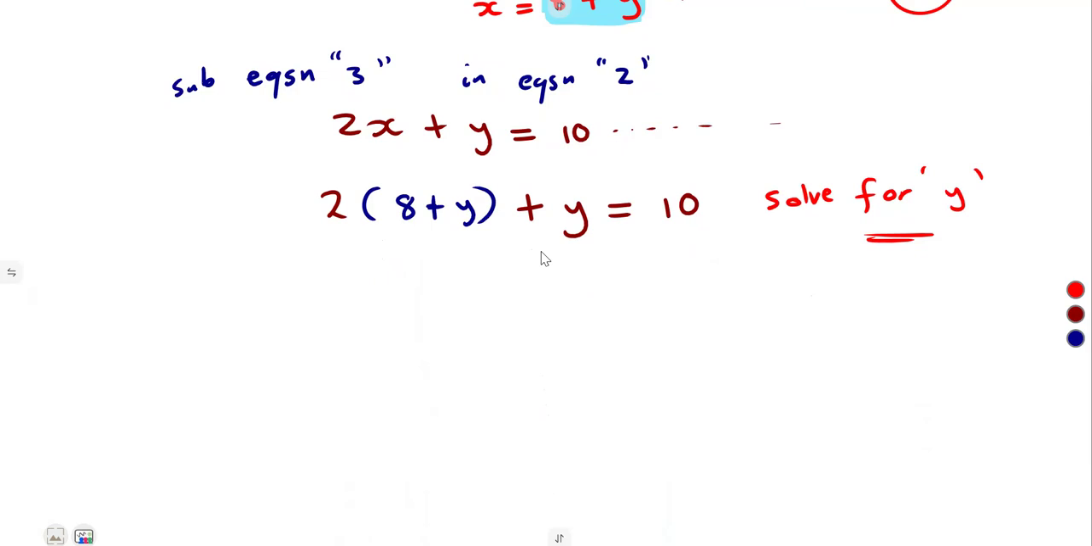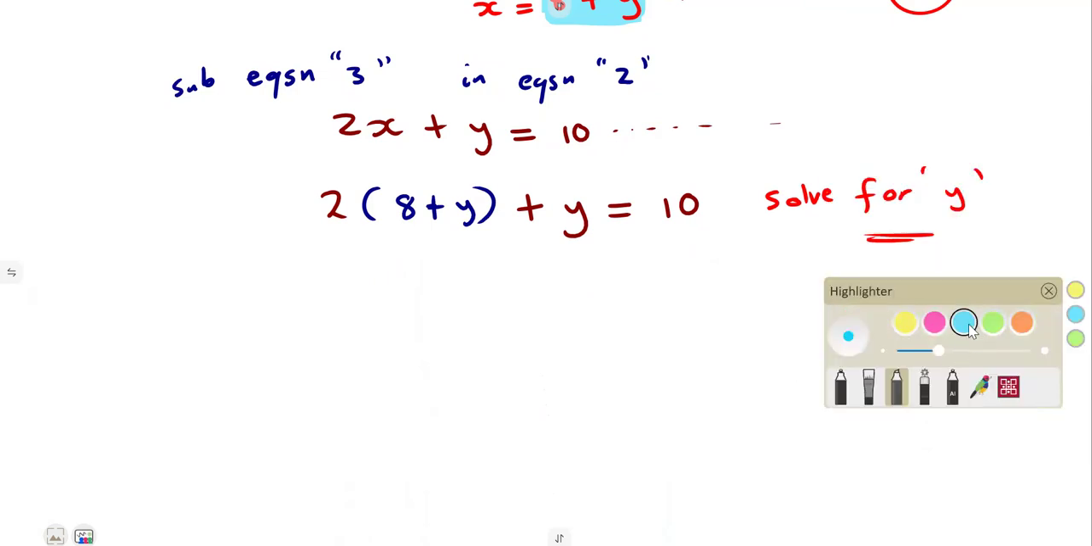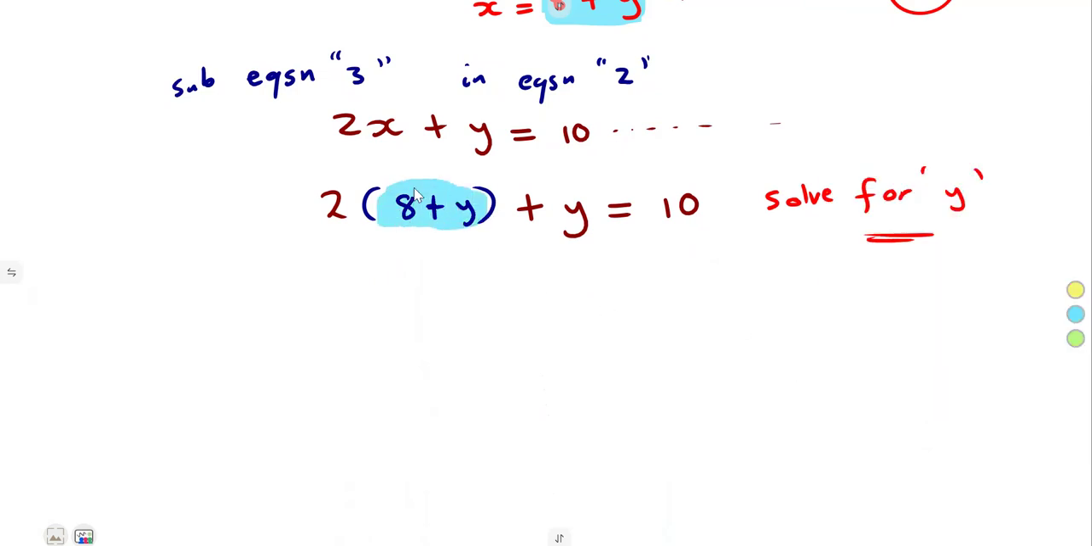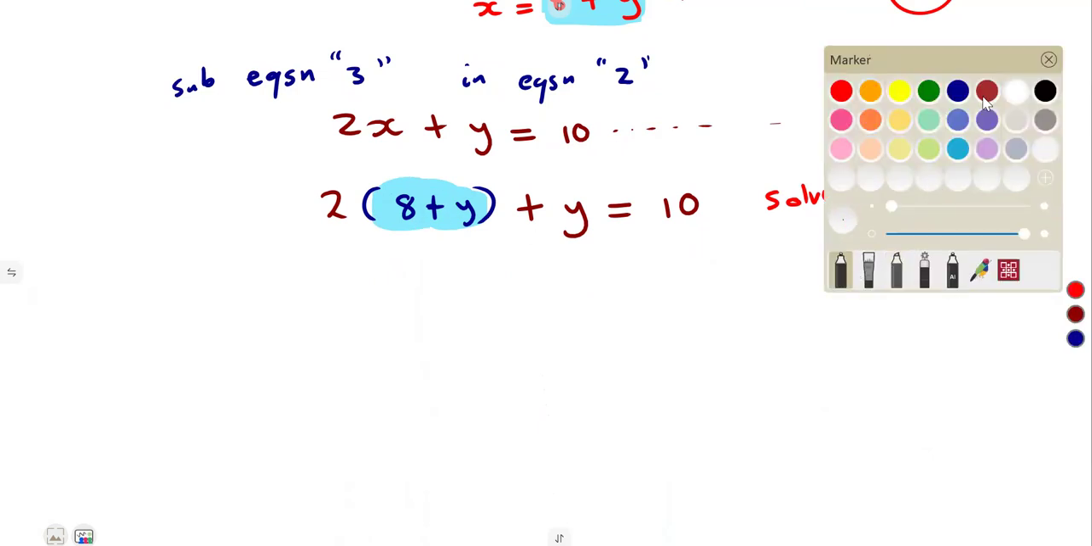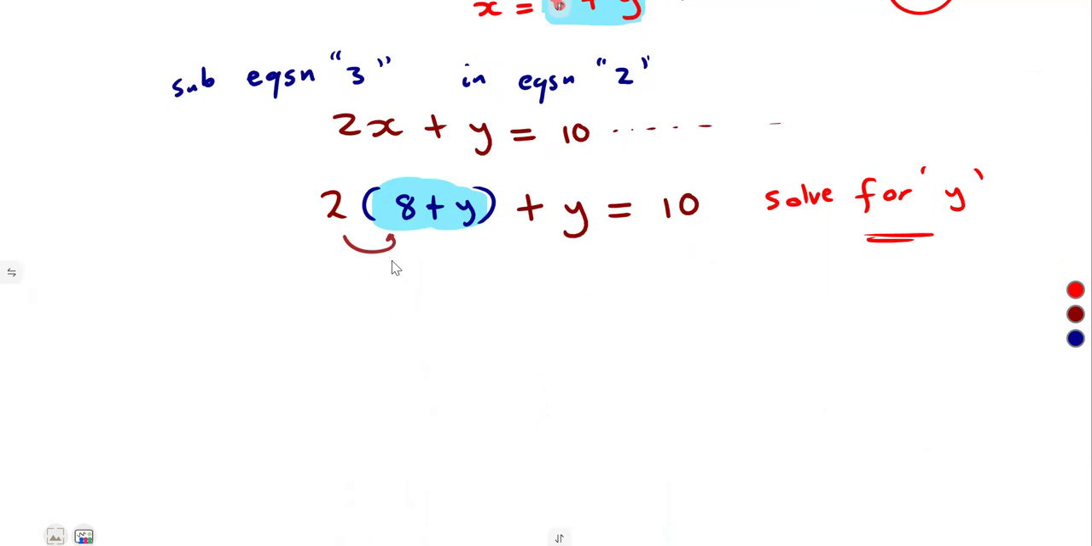Solve. All right, so let us distribute. The first one here has a bracket, so we're going to expand it. 2 times 8 is 16. We also have the y here, so 2 times 8, then 2 times y, that is 2y. This part remains as it is.